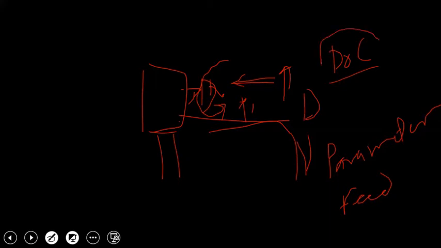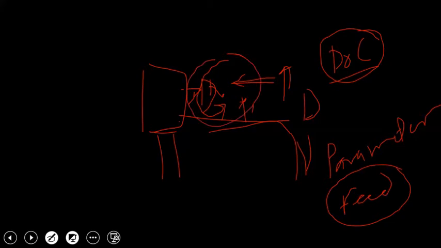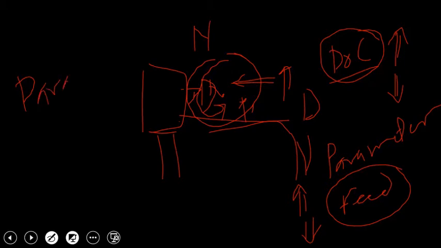So these parameters are going to be controlled by the user. And when you change these parameters, if I increase depth of cut or decrease depth of cut, if I increase feed rate or decrease feed rate, similarly if I increase this rotational speed or decrease this rotational speed, there are certain parameters that are going to get affected.